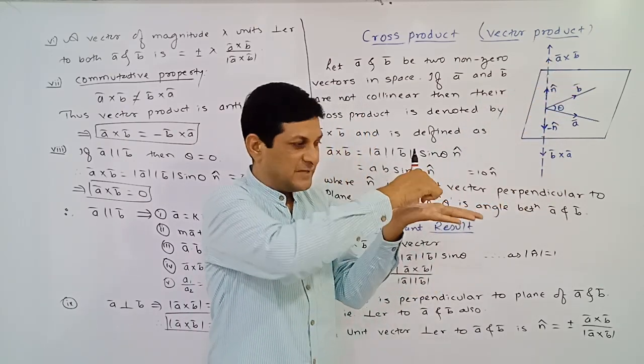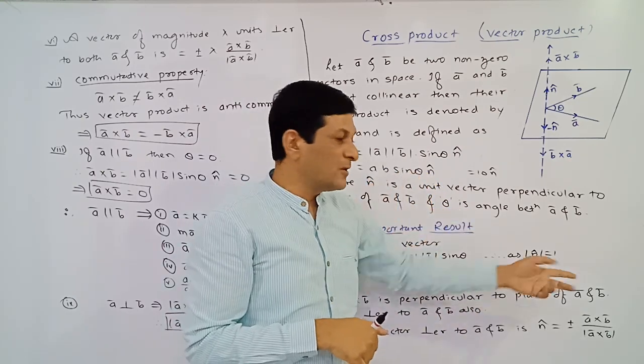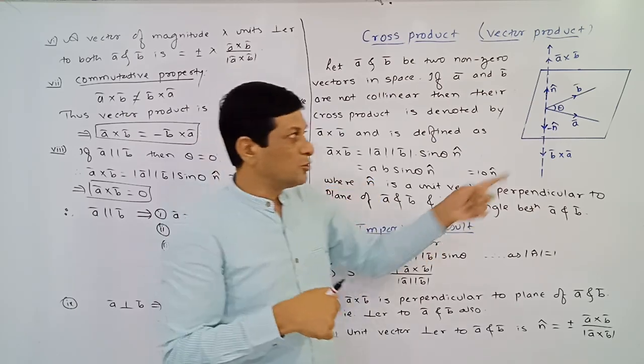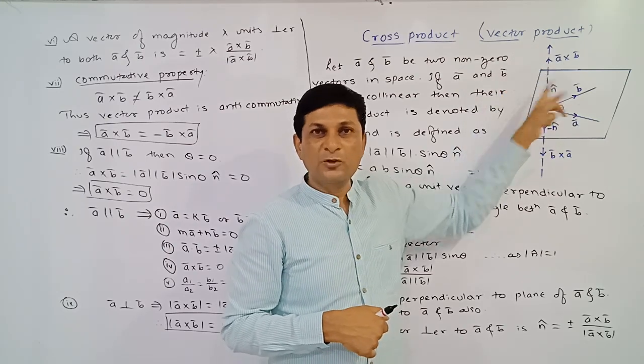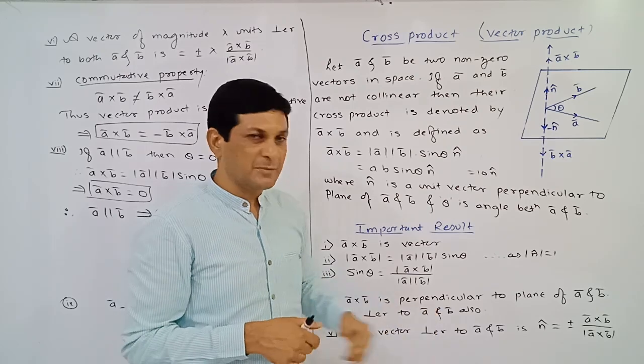Plane means what? A flat surface, and this a bar cross b bar is perpendicular to this plane. If it is perpendicular to this plane, it is perpendicular to all the vectors lying in this plane. And two vectors in this plane are what? A bar and b bar. So a bar cross b bar is a new vector perpendicular to this plane, meaning it is perpendicular to both a bar and b bar.